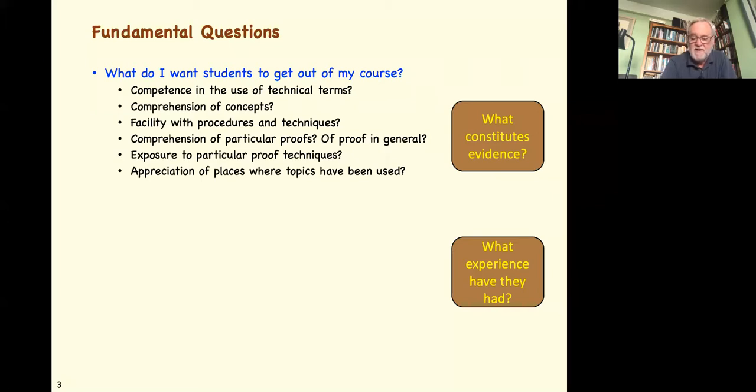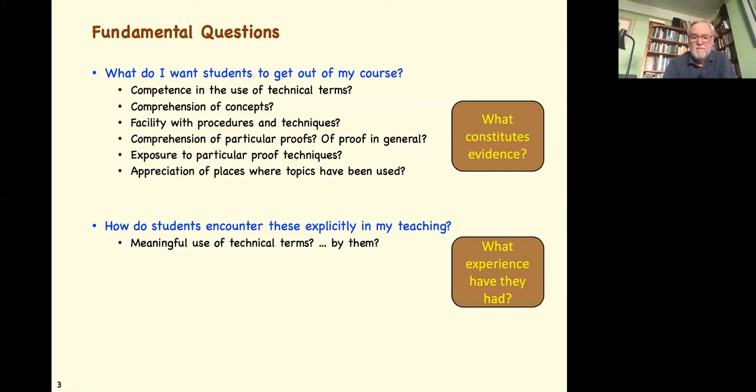So this leads me then to address questions about the list that I've got. Namely, how do students encounter these explicitly in my teaching? So, meaningful use of technical terms, and not just by me, but by them. How do I get them in class or in the process of their study to make meaningful use of technical terms? And we'll come back to this, I hope, in an example.